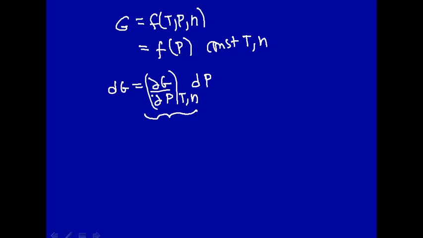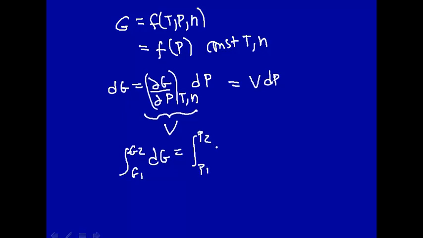Remember from, I don't know, two lectures ago perhaps, that this is volume. How G changes with pressure, constant T, is volume. We can write this as V dP. Let's integrate this from, say, G1 to G2 dG. This will be the integral from pressure 1 to pressure 2 of V dP.